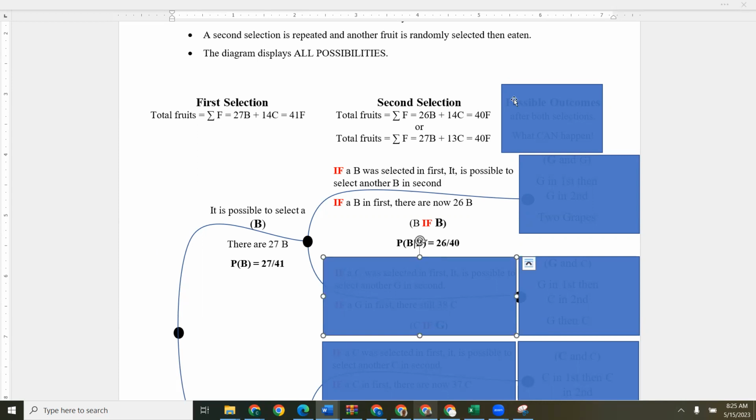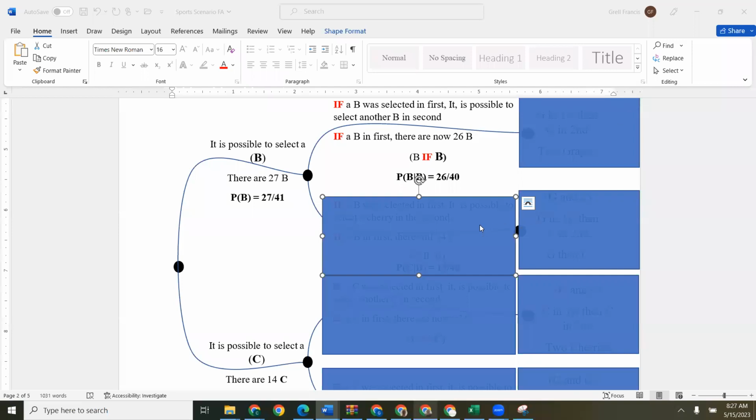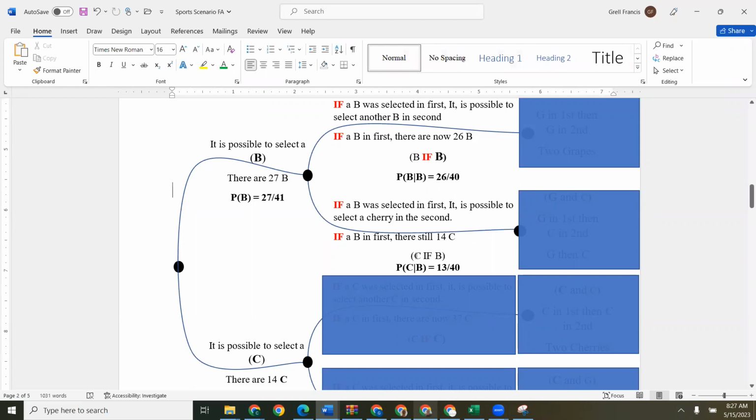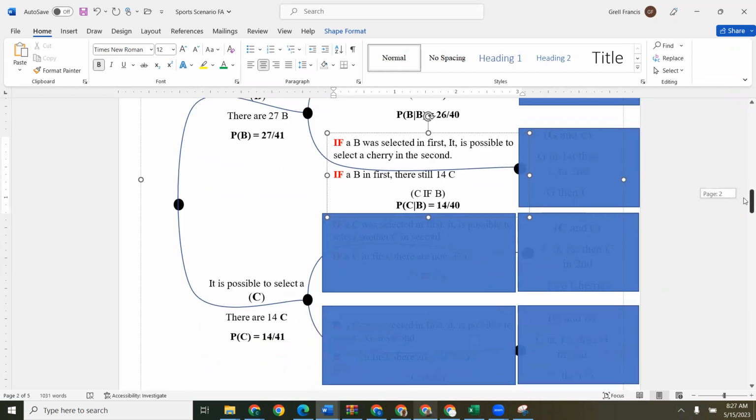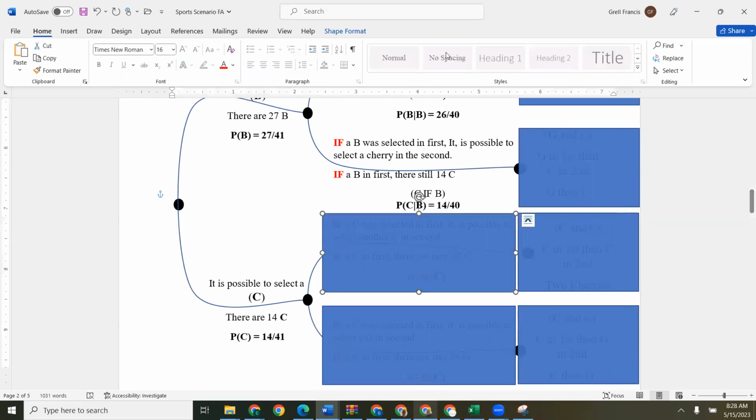in the first. So the probability of cherry if berry is equal to 14 out of 40, because there will still be 14 cherries left if it was a berry. But what if it was a cherry she selected in the first? It is possible to select another cherry. And if it was a cherry, then there will be one cherry less. So let's analyze this probability.